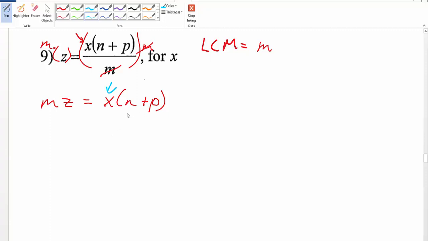Again, here's our x, that's what we're trying to get all by himself. Well, we have this n plus p in parentheses. This n plus p kind of acts as the coefficient for the x, some number, if you want to think of it that way. And what we want to do is get rid of this number that's stuck and glued to the x. So how do we get rid of that? Well, we're going to go ahead and divide both sides by that n plus p.